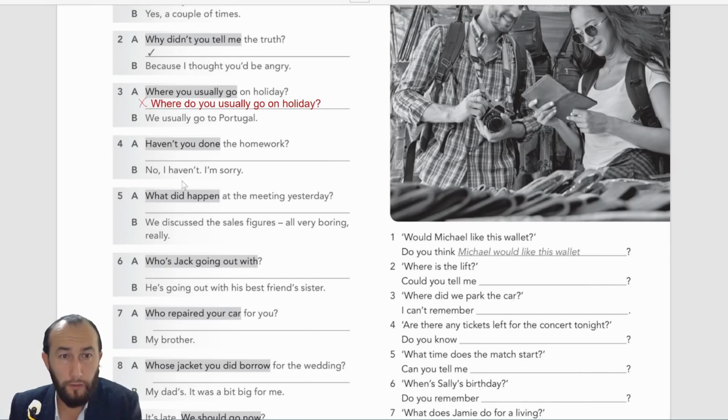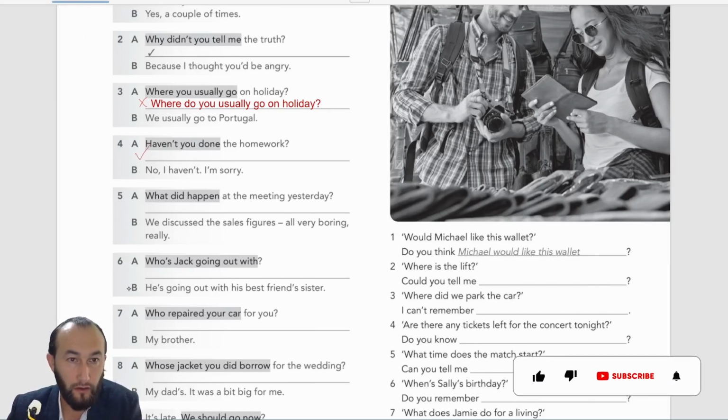That's it. Okay. So number 4, haven't you done the homework? That's a negative question, and it looks perfectly fine because that's a present perfect question, and you're starting the question with the auxiliary, haven't, and then we got you here, subject, and done, which is the verb. So there's no problem with it. So we're going to put a tick saying that that's correct.